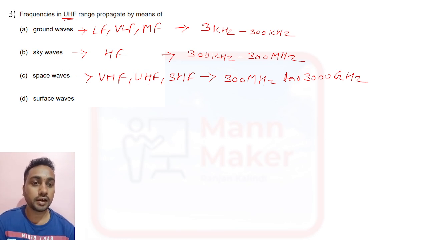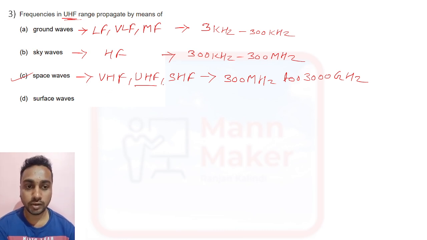Okay. So here, UHF means ultra high frequency. So answer will be space wave. So these all points you have to remember. What is the range of high frequency? They will ask question. You have to answer 300 kilohertz to 300 megahertz. Which frequency we are using in ground wave? So we are using low frequency, very low frequency, medium frequency. This is the answer. So like that question will be come.